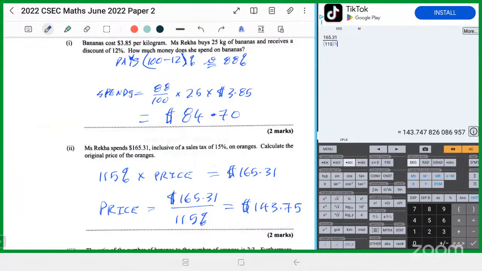And if you're not sure, you could find 50% of this and add it, and see if you get back this figure of 165, which you would. If you want to do that test, then go ahead.